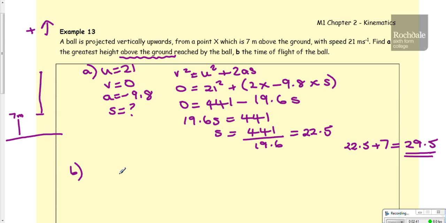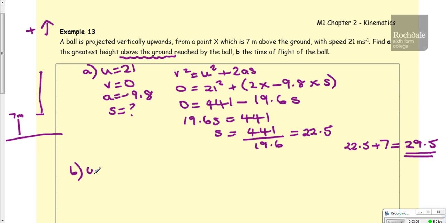Okay. Part B, the time of flight of the ball. Time of flight means until it stops. Now, when will this ball stop? Well, it'll go up and come to instantaneous rest, and then what will happen? Well, it'll fall. So it'll fall down. It's not going to stop there. We haven't been told that there's a shelf or anything that's going to stop it. So it's going to keep falling right the way down to the ground.